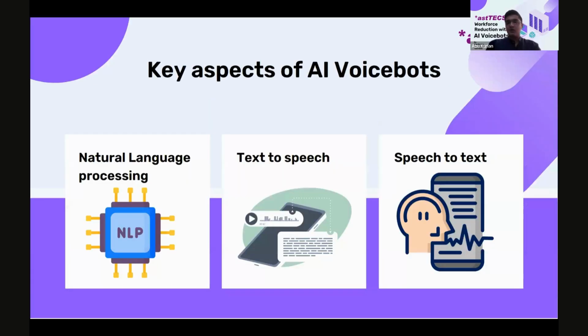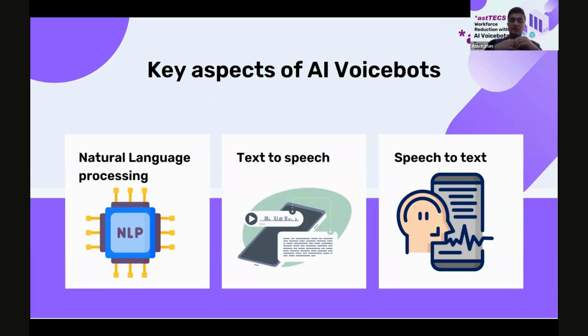So now key aspects of a voice bot. These are the main three baselines of a voice bot. You have natural language processing. By natural language processing, we mean that the bot can understand what you say. Like I mentioned before, we want the bot to talk to you and converse with you as if it was another person on the other side of the phone. We want to get it as close to that as possible.